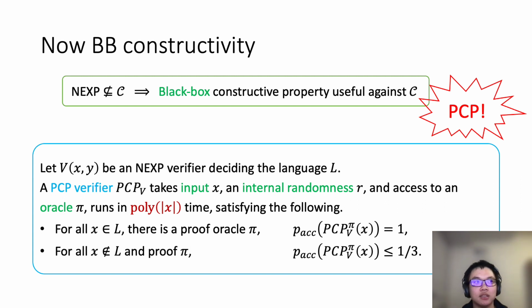Let me recall here that a PCP verifier for an NP language takes the input x and an internal randomness r and access to a proof oracle pi and runs in poly(|x|) time. That is, it only makes poly(|x|) queries to the proof oracle, although the proof oracle itself may be of exponential length. And we have, for any x in this language L, there is a proof oracle such that the verifier accepts with certainty. But for any x not in the language, no proof oracle will make the verifier accept with probability more than a third.